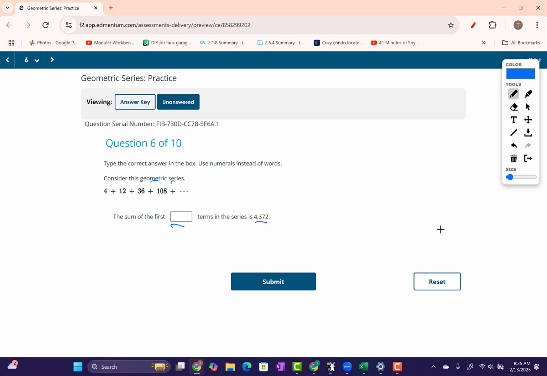4,372. So we're obviously trying to find the sum, and we know it's a geometric series because of the title of this unit, and the question says geometric series. So that means we're going to use the geometric series summation formula first. So let's write down that formula. S sub n equals a sub 1 multiplied by the ratio raised to the n power minus 1, all divided by the ratio minus 1.